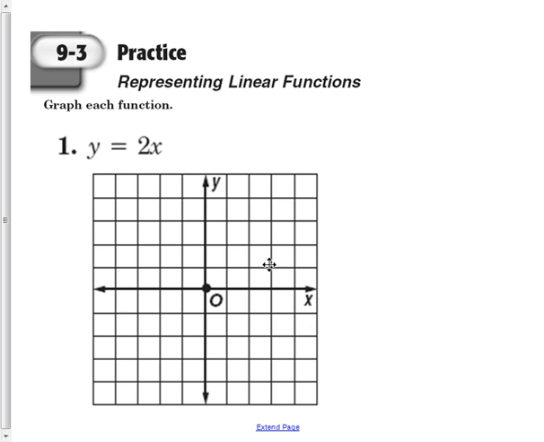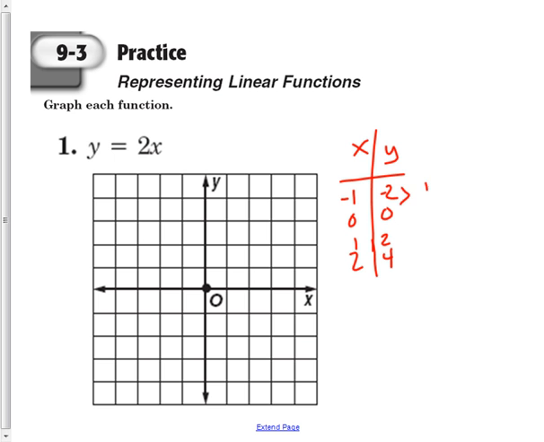Okay, for 9-3, we're talking about graphing the functions. So you're going to need a function table, x, y. Again, choose 4 points; -1, 0, 1, 2 would work fine. Plug those numbers in for x. 2 times -1 is -2. We're going to get 0. Then 2 times 1 is 2, and 2 times 2 is 4.